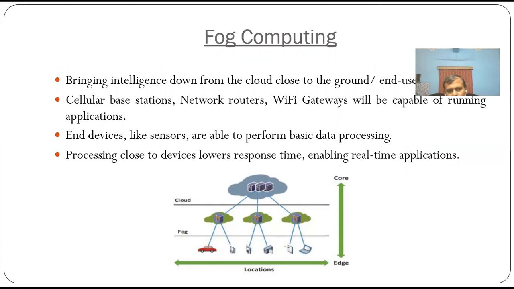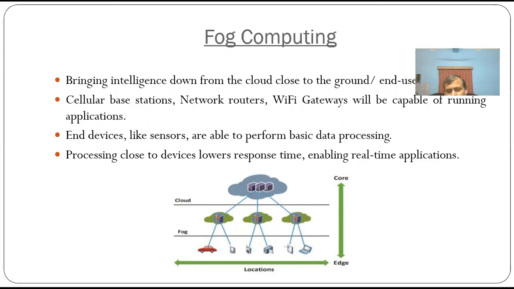So what are the features of fog computing? Fog computing is bringing the intelligence down from the cloud close to the ground, where the end users are situated. Cellular base stations, network routers, Wi-Fi gateways will be capable of running various sorts of applications here. So the various telecommunication systems, of which cellular base stations are a part, network routers and Wi-Fi gateways, are all being brought together to realize this fog computing paradigm. And end devices like sensors are able to perform some basic level data processing, and processing close to the devices lowers the response time and enables real-time applications.